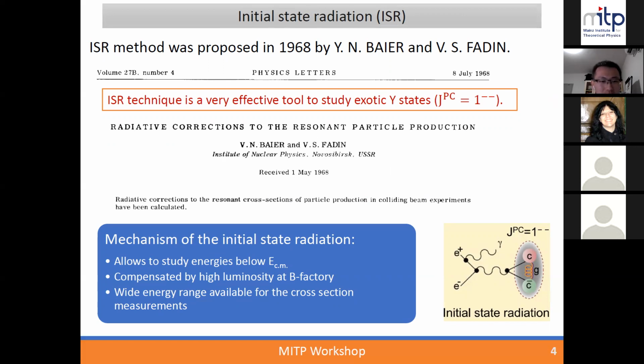The mechanism of the ISR allows us to study the energies below the designed central mass of this collider, because the photon takes some energy, and it can be compensated by the high luminosity at the B factory. This method provides us a very wide energy range for the cross-section measurements.